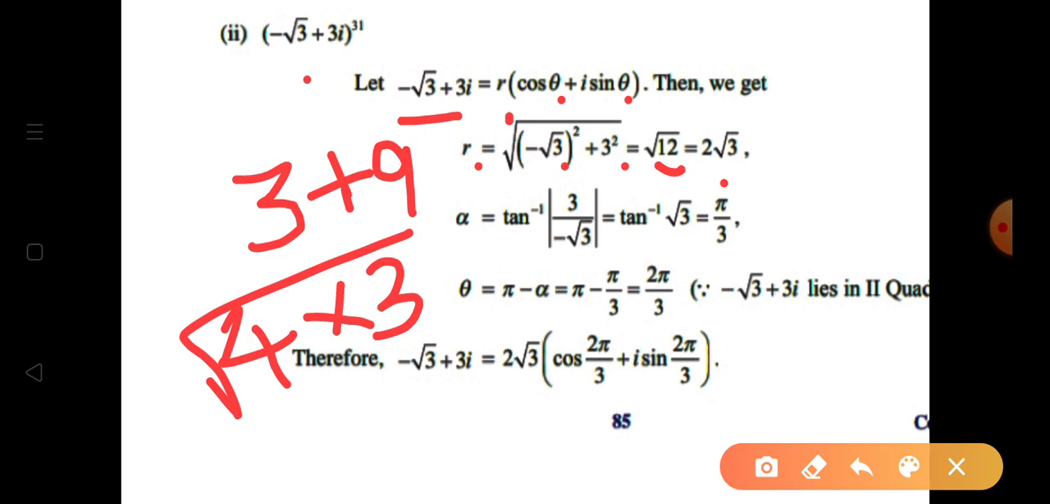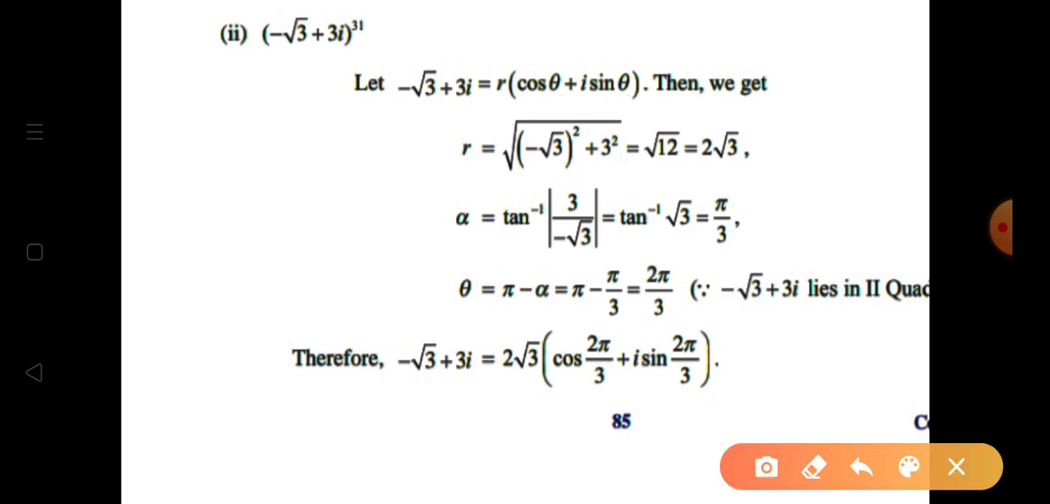Okay. Now we are going to find the alpha value. Alpha is equal to, what is the formula for alpha? Tan inverse modulus of y by x. Here y is equal to 3 and x is equal to minus root 3.